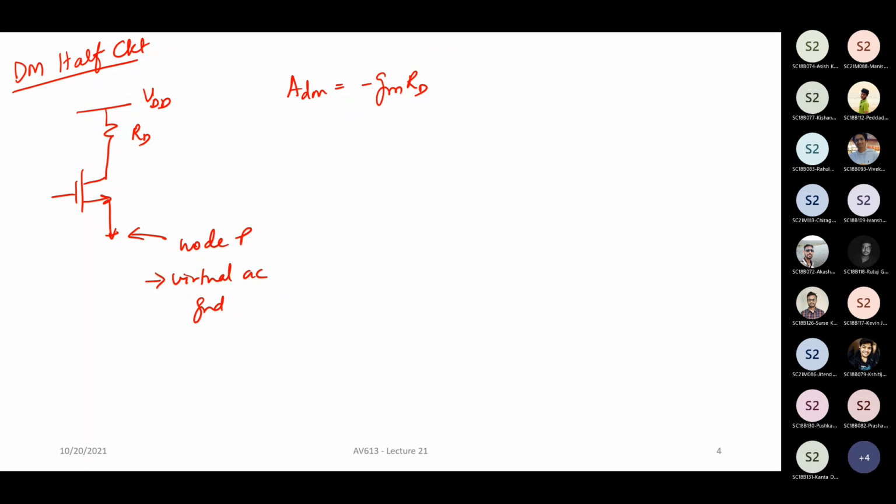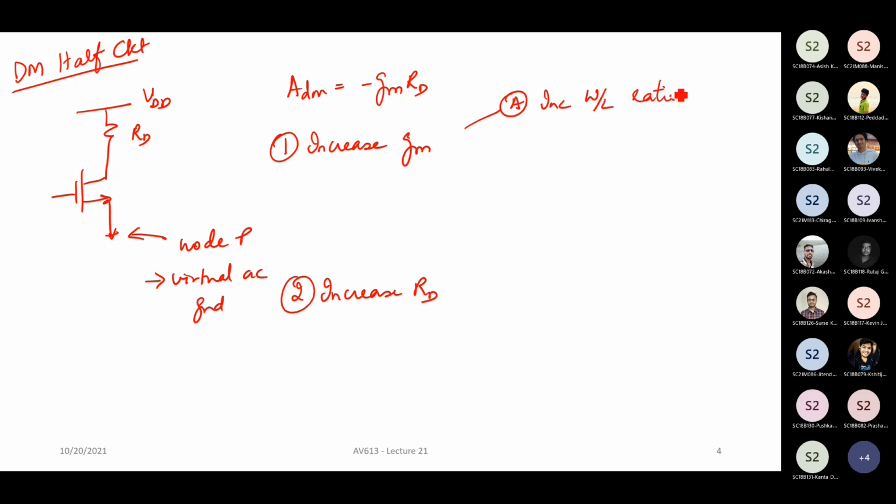So I can either increase GM. Option one is increase GM, and option two is increase RD. Now, how can you increase GM? We know the GM expressions. Here there is an input common mode voltage coming, and you are also fixing the current through the tail current source. So if you want to increase the GM, you can increase the W by L ratio.